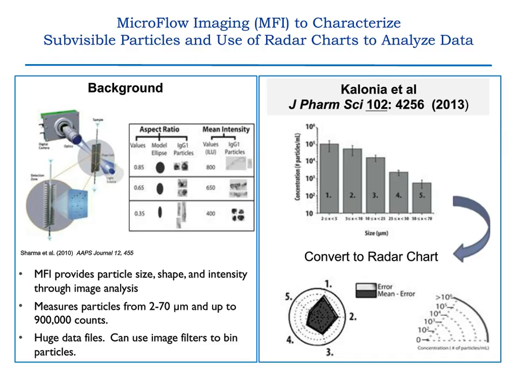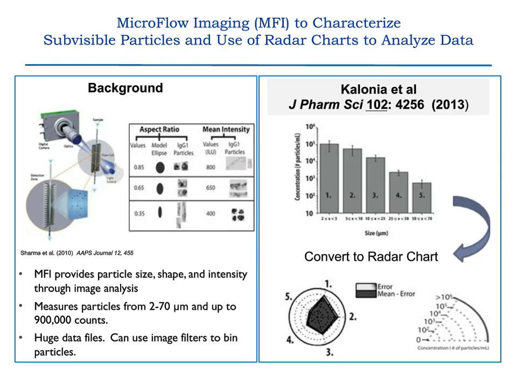We plot it around a circle where 1, 2, 3, 4, 5 are the different size bins that are shown around the circle. And the number of particles is shown on the scale going from the center out to the edge, where each dashed line relates to the y-axis on the bar chart above. So here we're showing the exact same data plotted both in a bar chart and a radar chart.